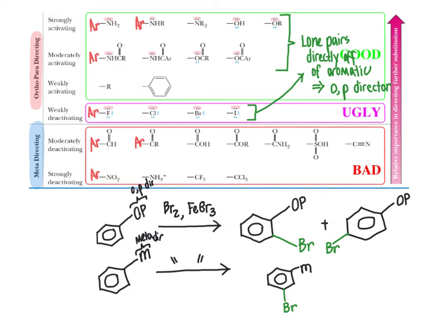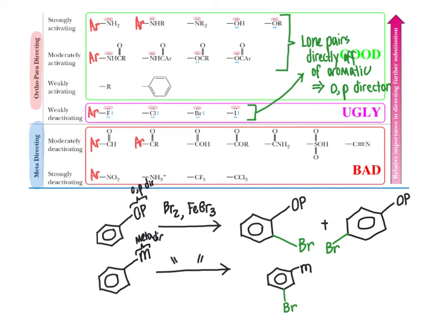Even if it's something that's not directly on this chart, lone pairs directly attached to the aromatic ring are going to create a situation where the ortho-para products are preferred, where we have an ortho-para director like this top scenario here as we look at the example toward the bottom of the screen.